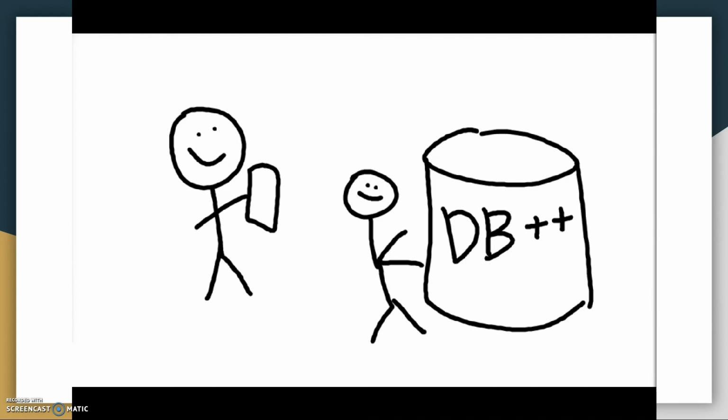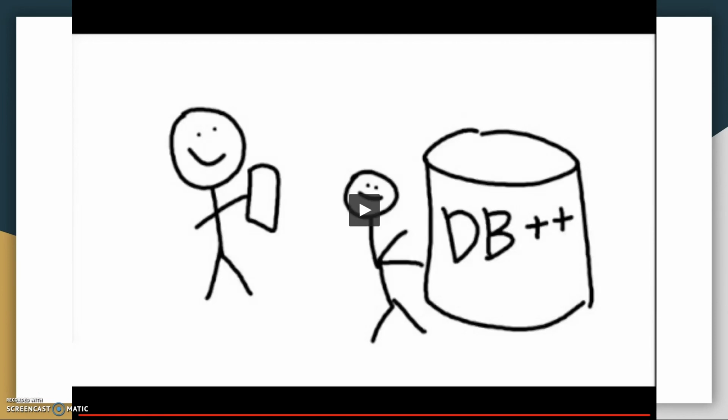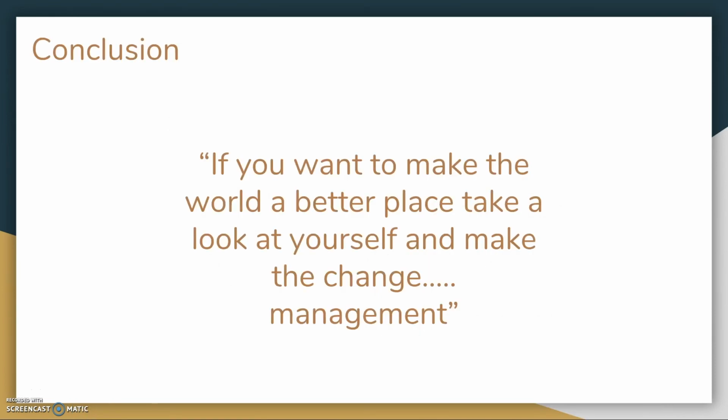By following the basic guidelines of change management laid out in ITIL, Bob was able to safely execute a change to his company's IT infrastructure. As Michael Jackson once said, if you want to make the world a better place, take a look at yourself and make the change.